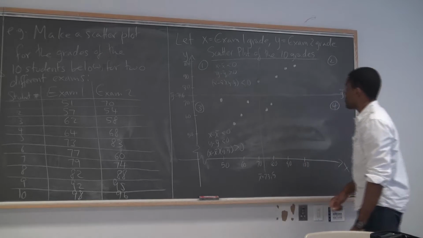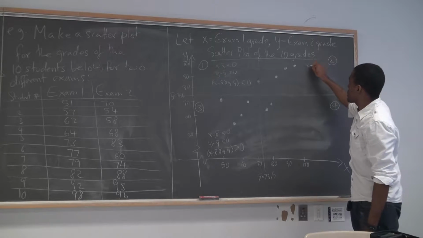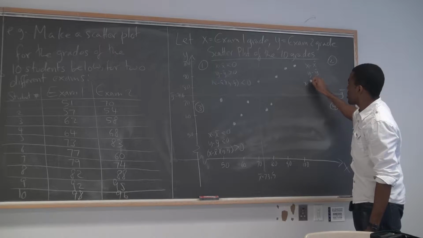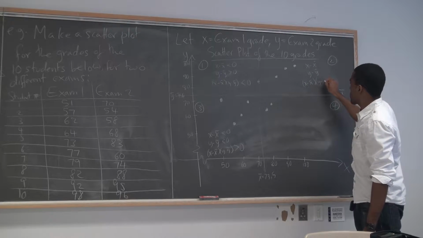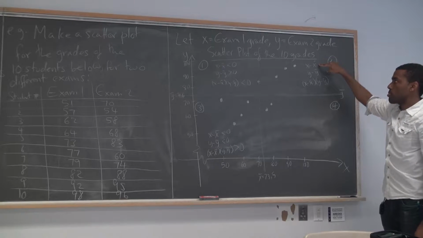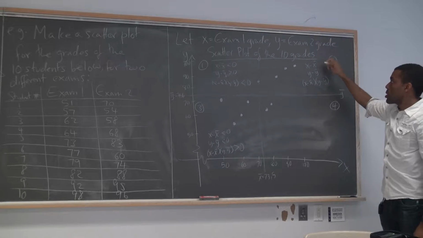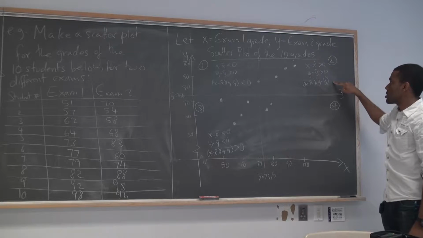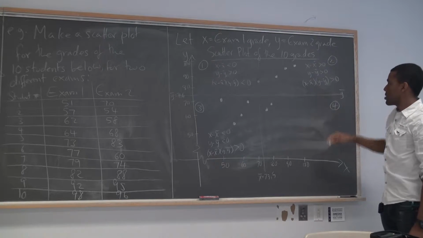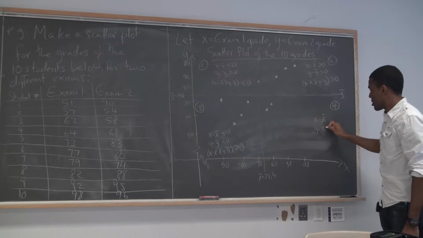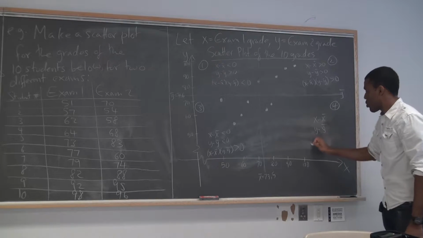Right? What about over here? I look at x minus x bar, y minus y bar, and the product. This one? Positive. This one? Positive. It's also positive. So this? Positive. Positive. Down here? Negative.